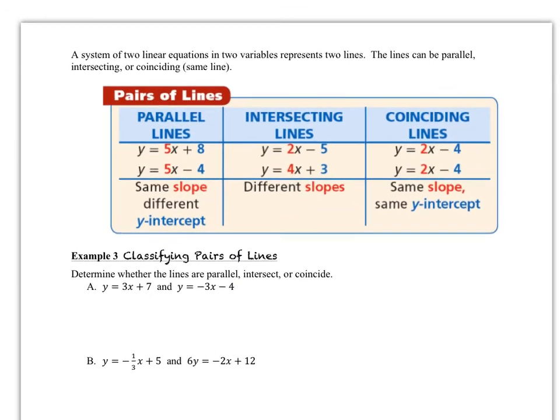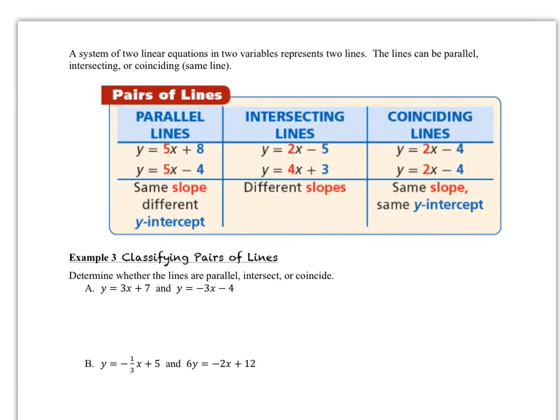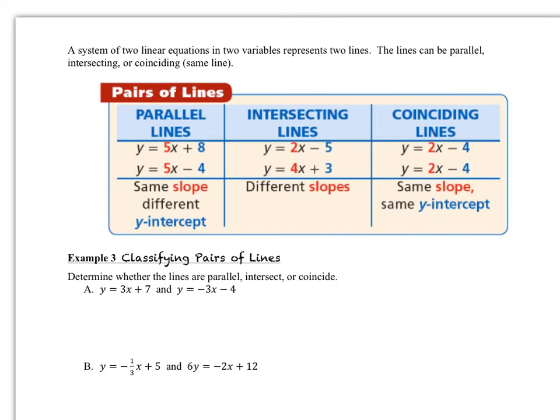A system of two linear equations in 2 variables represents 2 lines. We know that the lines can be parallel, or can intersect, or they can coincide, which means that they are the same line. Parallel lines are indicated by having the same slope, but a different y-intercept. We have to be clear about that, because if they have the same slope and the same y-intercept, then they're actually the same line. They're not 2 different lines.